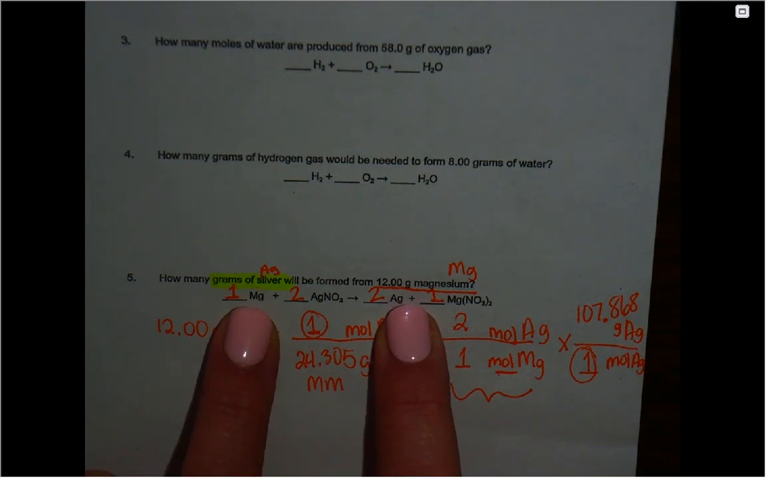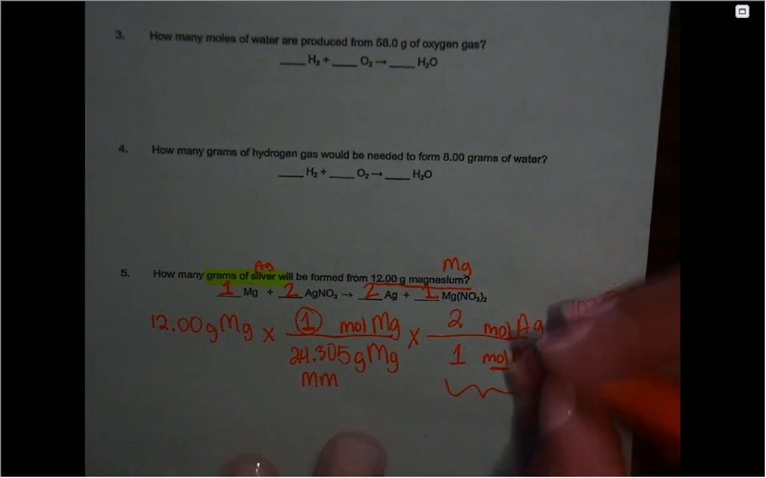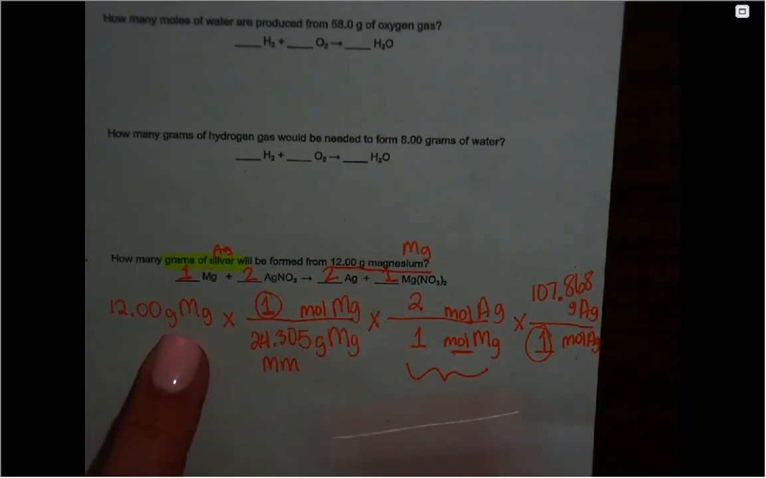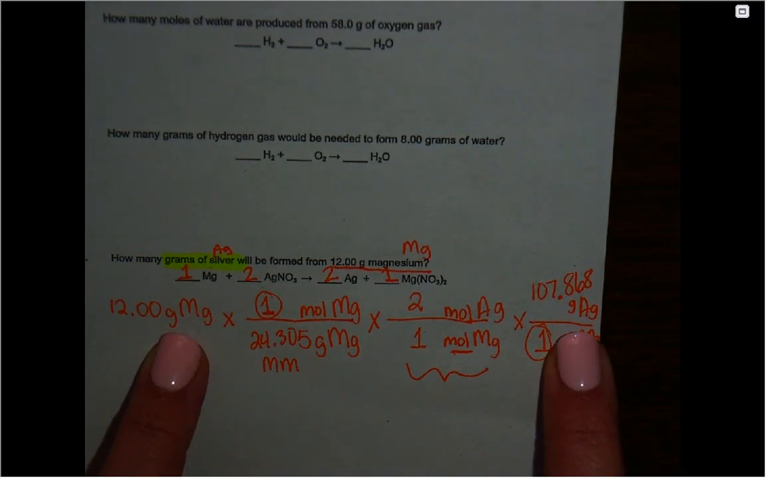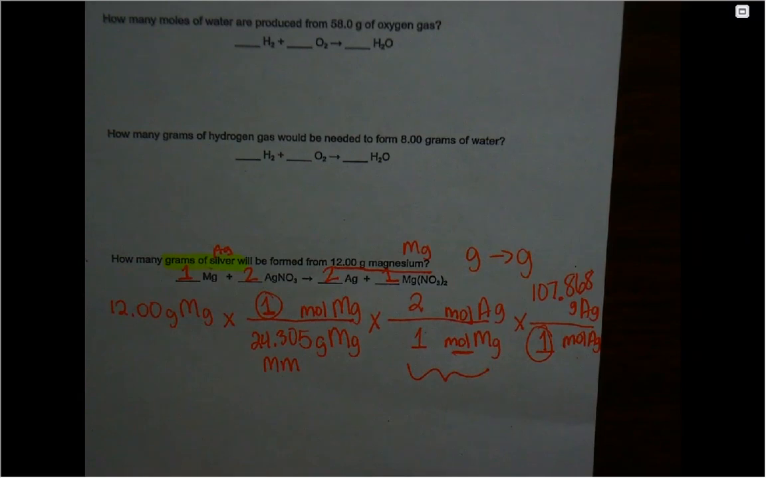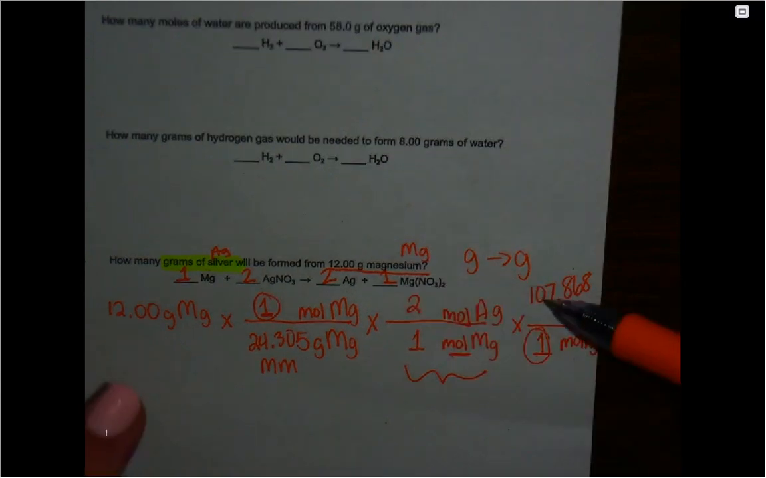Hey, everybody, read your problem. What did we start at? What unit did we start at? Grams. What did we end at? Grams. Okay, you're guessing. You guys are totally guessing here. We started in grams. We ended in grams. You see that? All right, so gram to gram calculation.